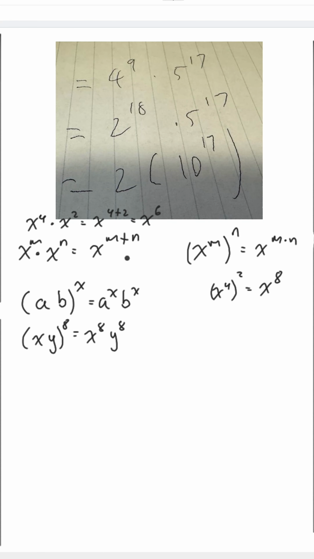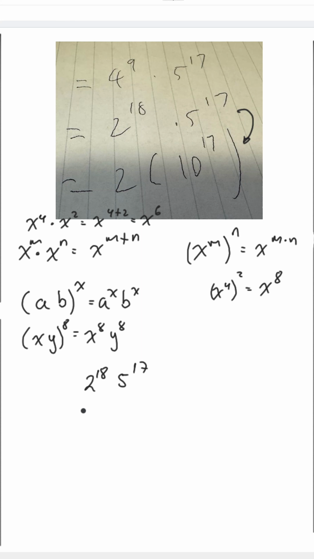So with this in mind, then this is going to be very easy. So you were having doubts, I think, from here to here, right? So 2 to the 18 times 5 to the 17. All right, we're going to use all of these properties, right?